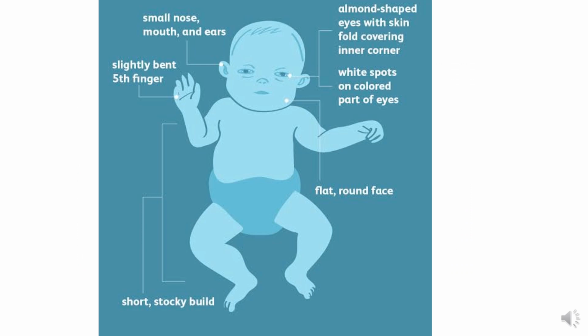These are the characteristics which have been shown of Down syndrome. That is small ears. These are the small ears. Small nose. They are actually small nose. Mouth and ears. Slightly bent fifth finger. Flat round face, where it looks flat. White spot on colored parts of the eye. Almond shaped eyes with skin folds covering inner corner. These are the inner corner of their skin fold. Short, stocky build. That is not retarded growth, you can say.